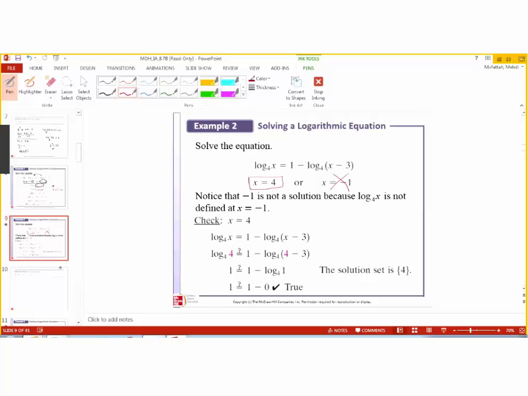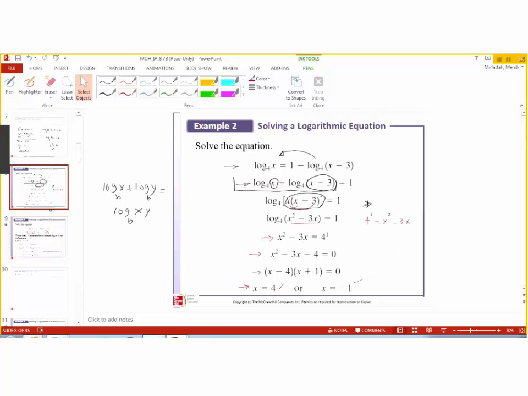Okay, can I see a check mark in front of your name if you're okay with this before I give you an example like this for you to do on your own? So remember what we did. We combined them together using the property, changed it to the exponential, and then solved for it. Okay, so check mark in front of most of you.